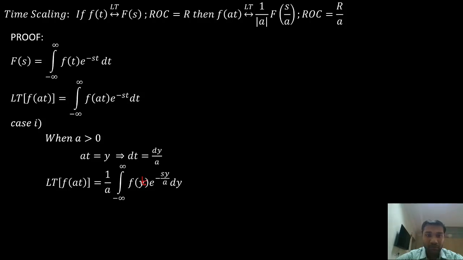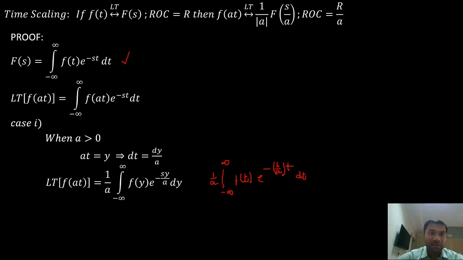F of t, or let me write it separately, it's going to be 1 by a integration minus infinite to plus infinite f of t e power minus, in place of s I have s by a into t dt, right? Now what is F of s? F of s is this integral.